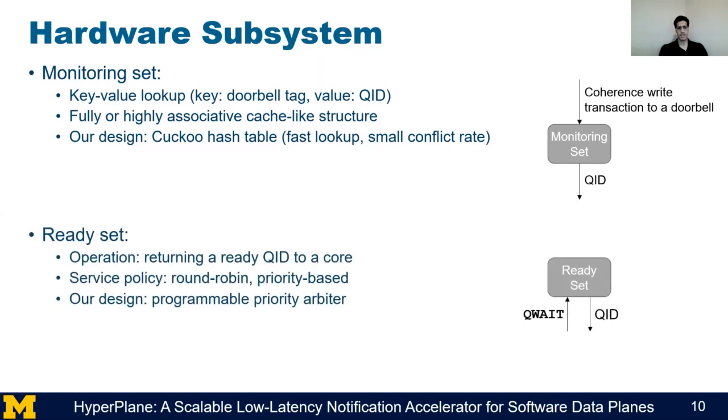The ready set in HyperPlane manages the order in which ready queues are serviced. The service policy may be round robin or priority based, in which each queue has a particular priority level. The ready set is implemented with a programmable priority arbiter, which is a widely used building block in on-chip networks and switching devices. Again, I defer the details to the live talk.